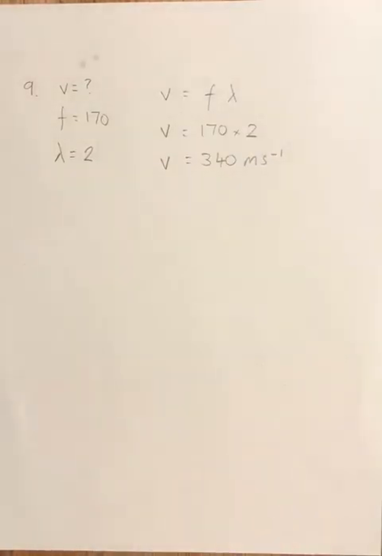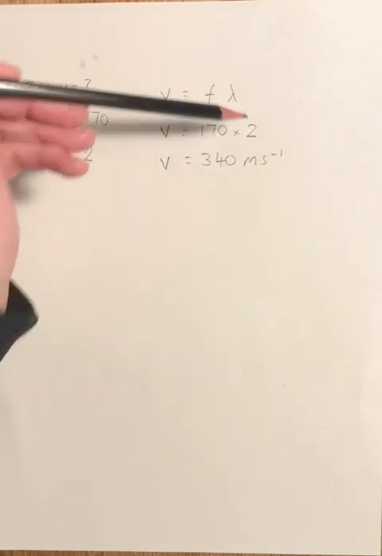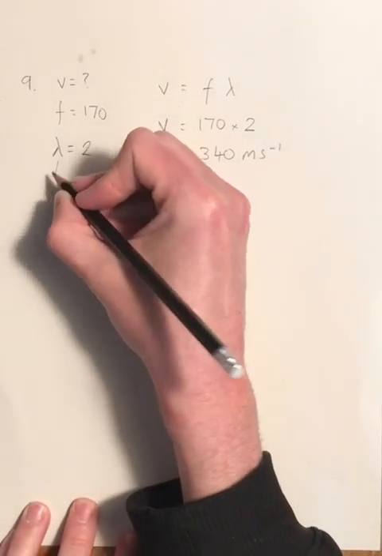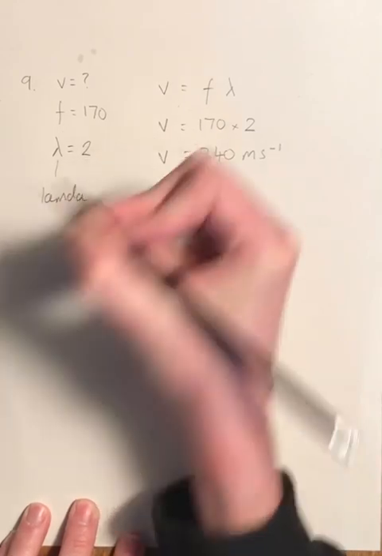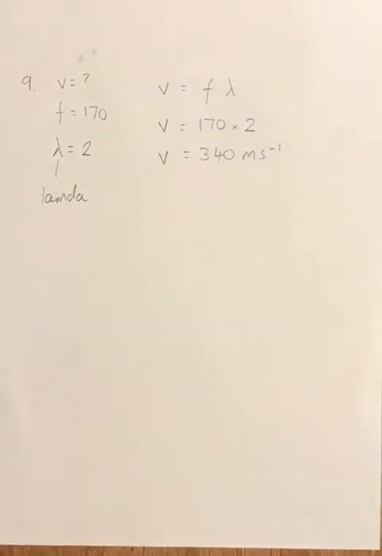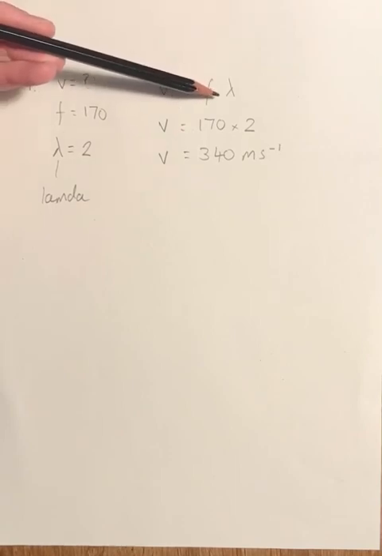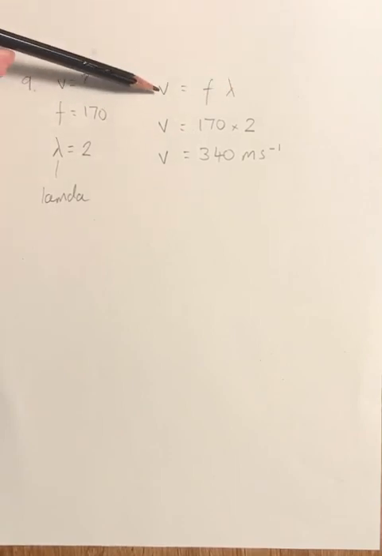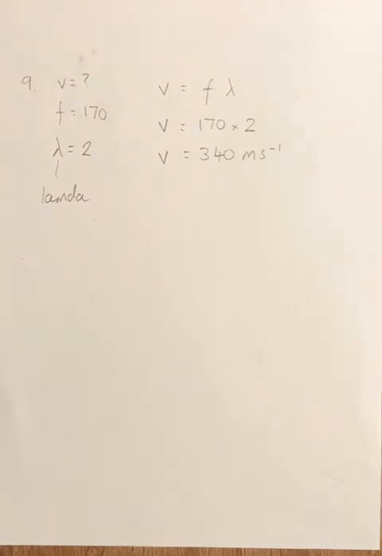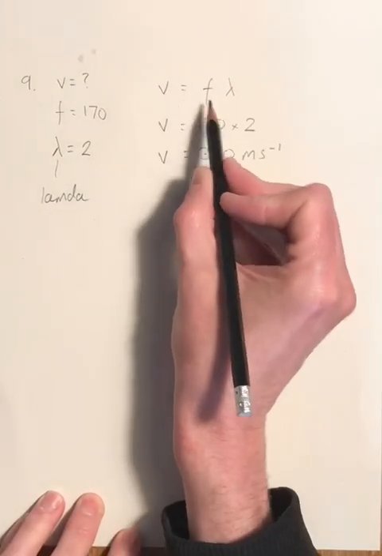Question 9 says, a sound wave has a frequency of 170 Hz and a wavelength of 2 metres. Calculate the speed of the wave using the formula v equals f lambda. Lambda is a Greek symbol. That's what it's called, lambda. It's a symbol we use for wavelength, and that's a wavelength in metres, 2 metres. So that's the relationship. You can work out the speed of a wave by taking the frequency and multiplying it by the wavelength, and that's the link between the three. That's a formula you won't be familiar with, but that's what it means. Speed equals frequency times wavelength.